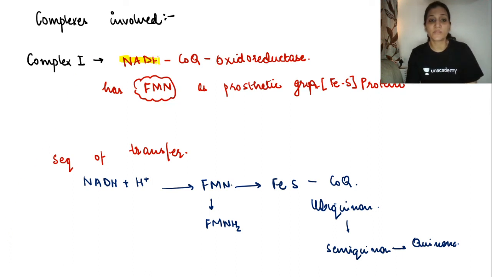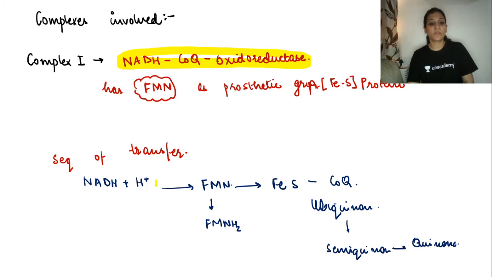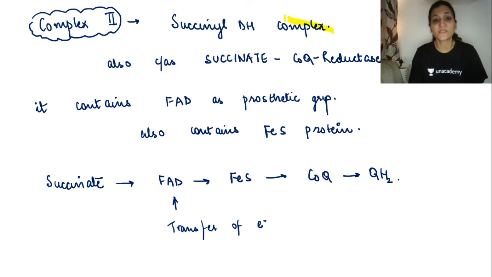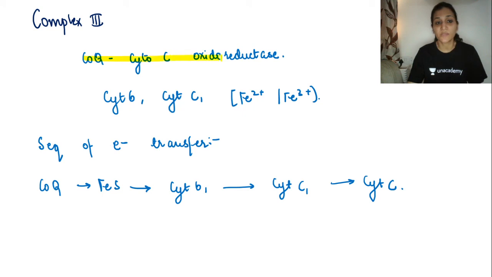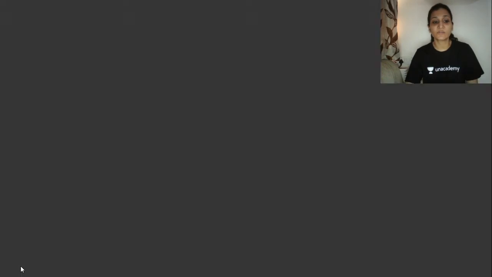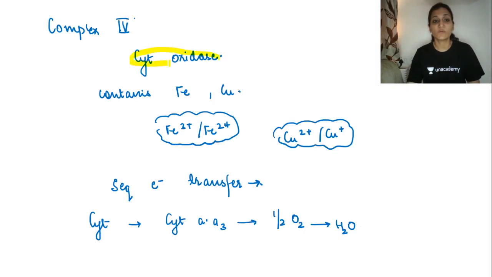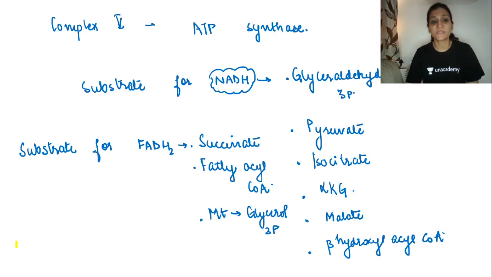Complex 1 is called NADH coenzyme Q reductase. It has FMN as prosthetic group, and it also has iron sulfur protein. Then we saw the sequence of transfer in this case. The second is called succinate dehydrogenase complex, also called succinate CoQ reductase. Then we saw the sequence in this case also. Complex 3 is called CoQ cytochrome C oxidoreductase. In this also we saw the sequence. Then the fifth one is called cytochrome oxidase, and here also we saw the sequence of transfer. The fifth complex is oxidase.